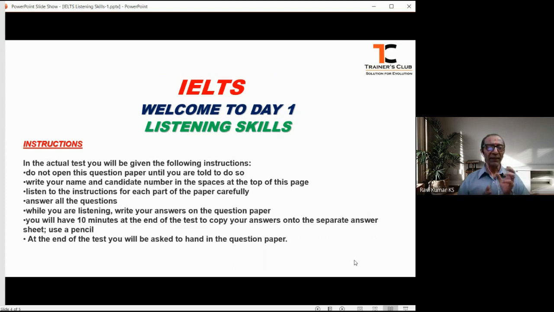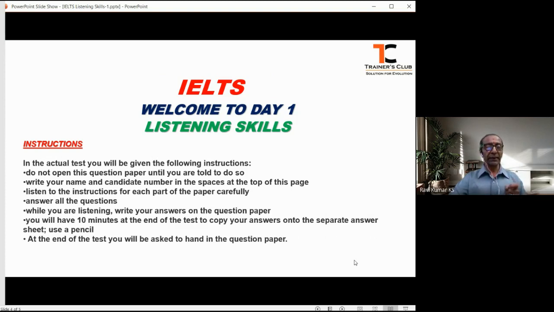Then listen to the instructions for each part of the paper carefully. I told you there are 4 parts. For each part, there will be separate instructions given. So before you answer a particular part, listen to the instructions given for that part and answer accordingly.